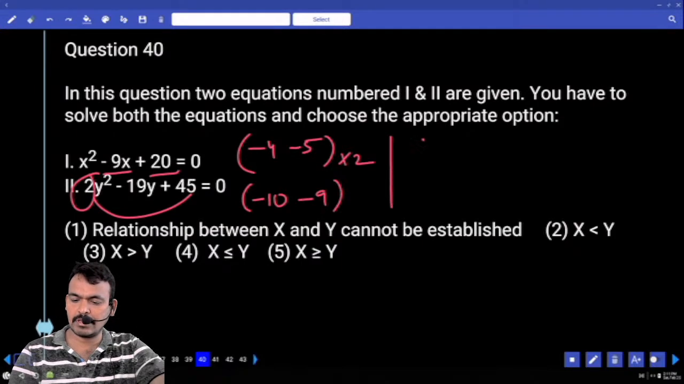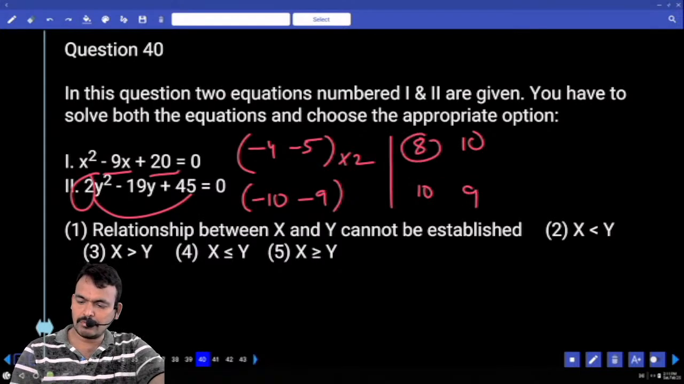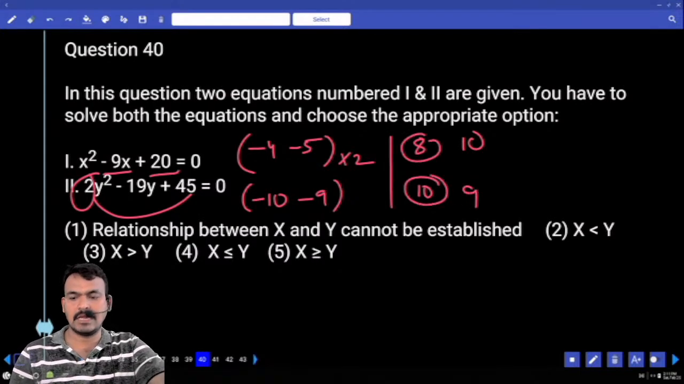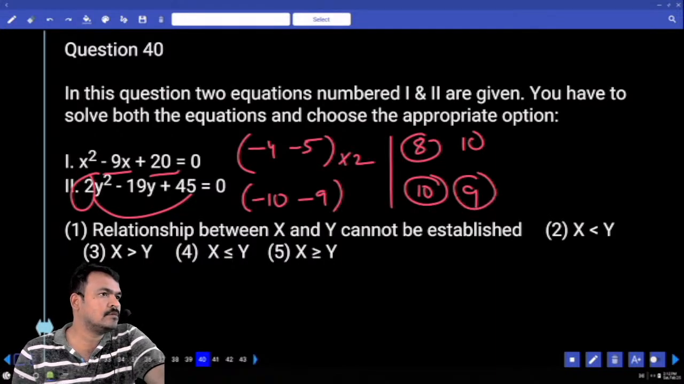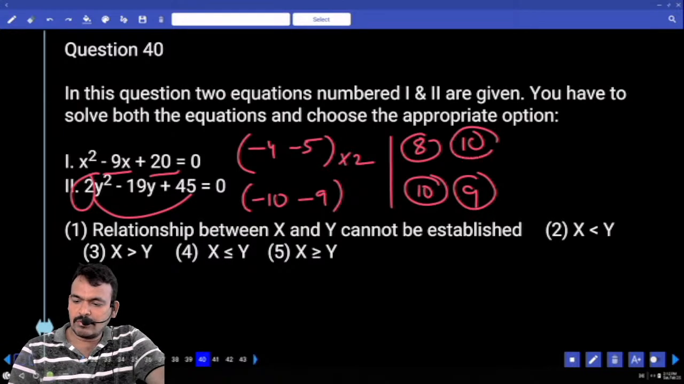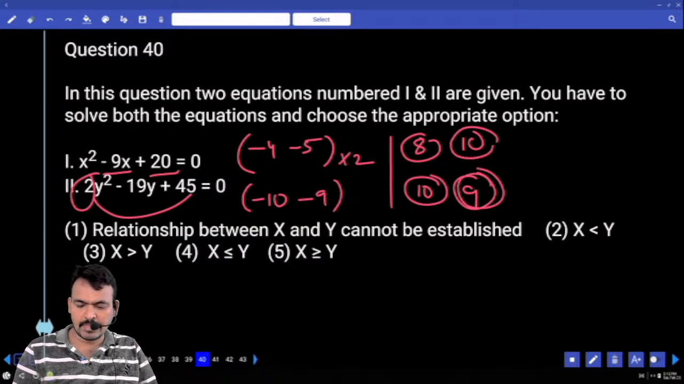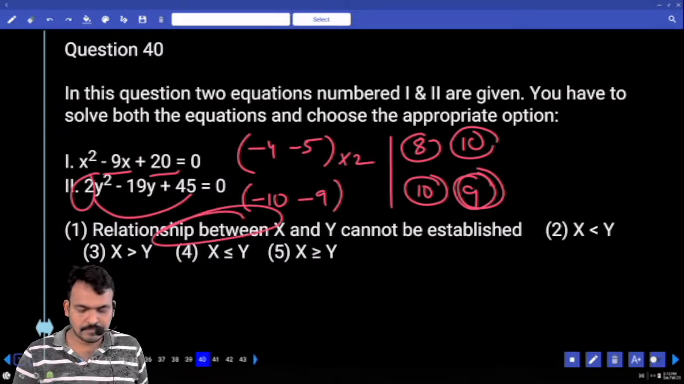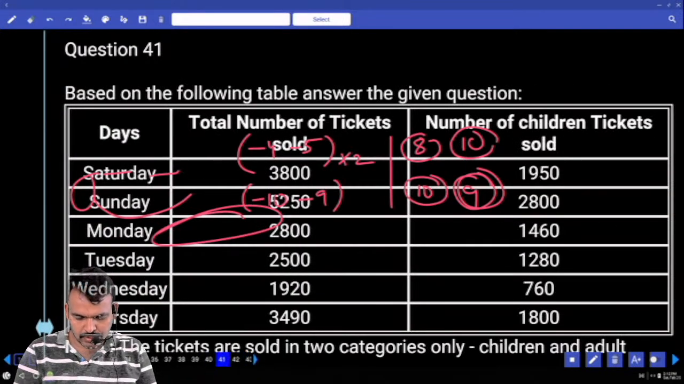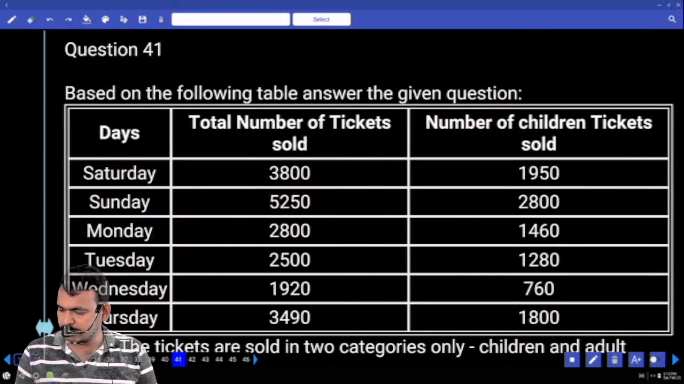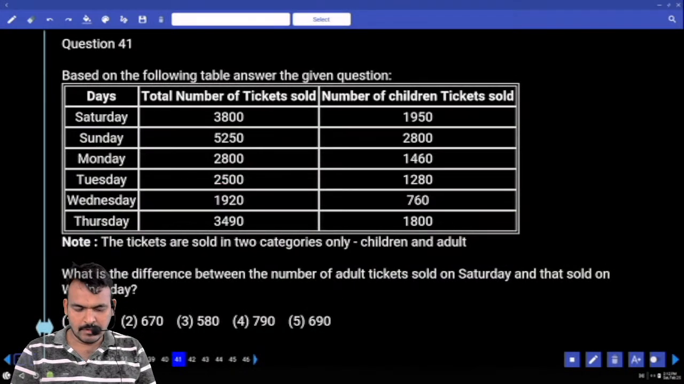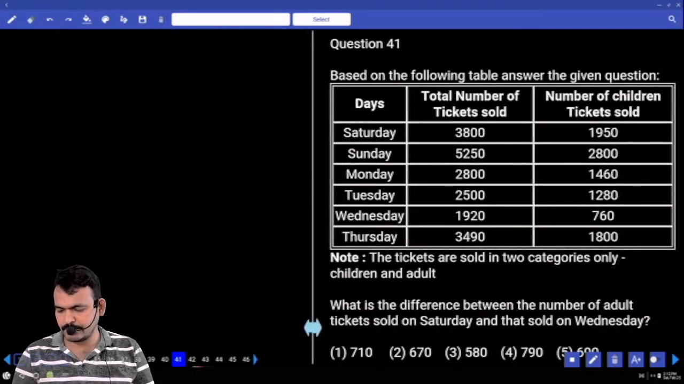What are the final roots? 8 and 10. Another one 10 comma 9. 8 compared to 10, less than. 8 compared to 9, less than. 10 compared to 9, greater than. Opposite symbols, answer is no relation. Next question number 41. 41 to 45.